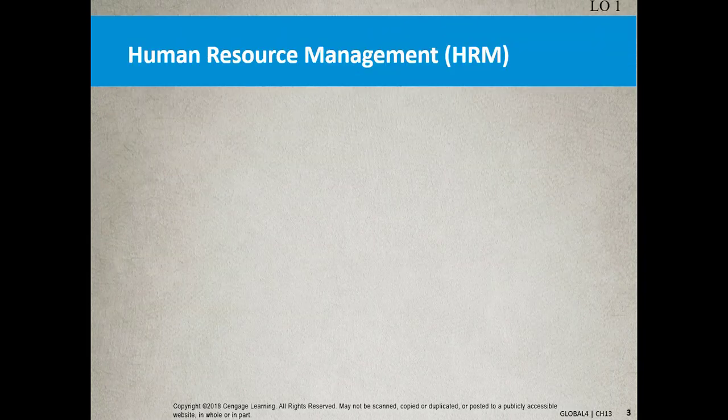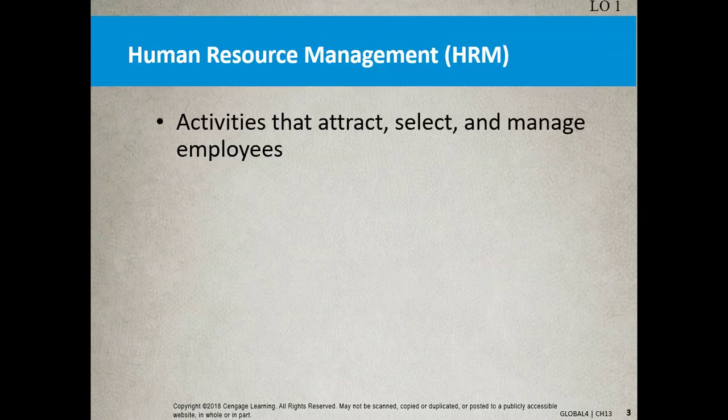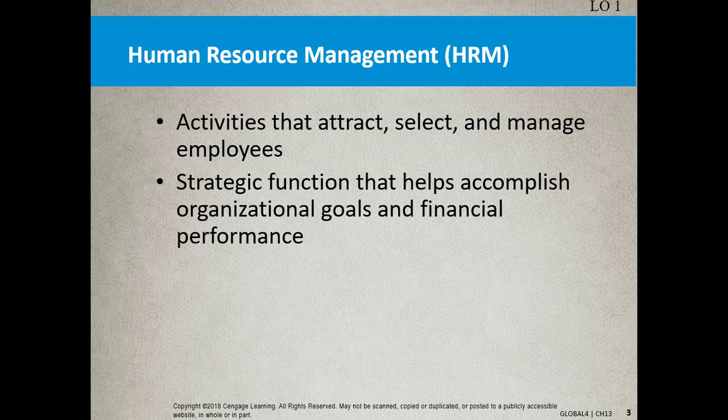The definitions of HRM, human resource management. It's an activity that attracts, selects, and manages employees. Those are the activities defined for HRM. It's a strategic function that helps accomplish organizational goals and financial performance. Now, that might not seem like a big deal when you look at these definitions, especially strategic function, but it really is.